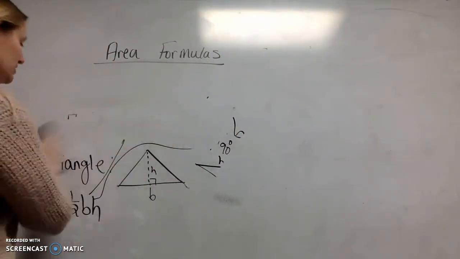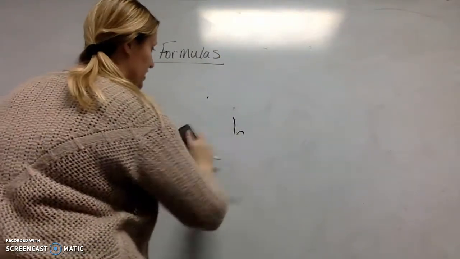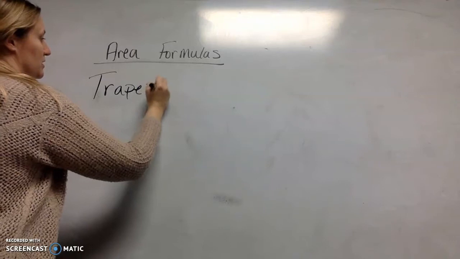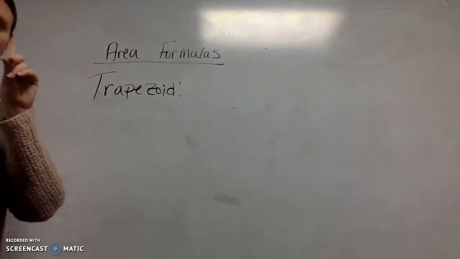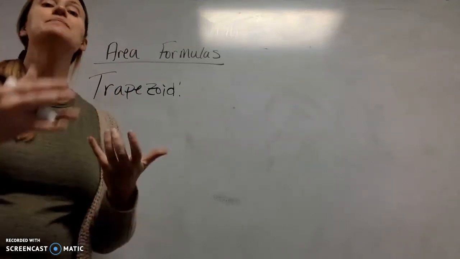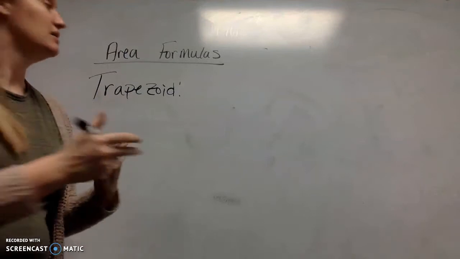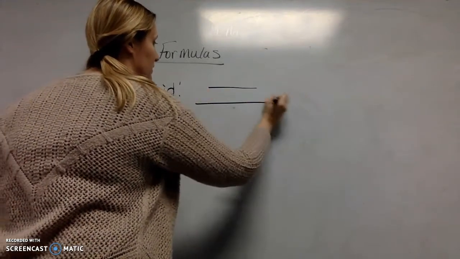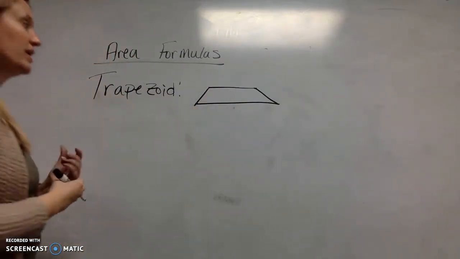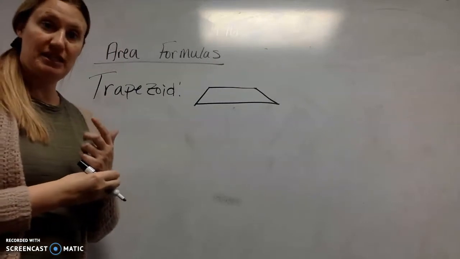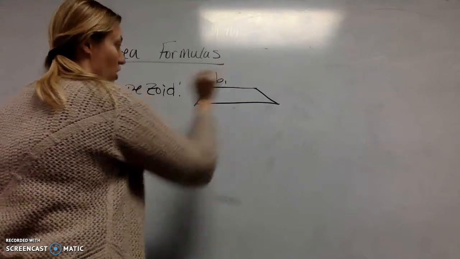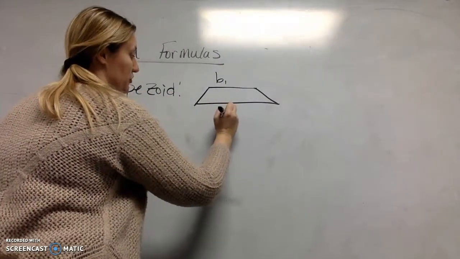Okay, now, our last shape we're going to talk about is the trapezoid. A trapezoid is defined as having 1 set of parallel sides, not 2. So parallelograms, rectangles and squares are types of trapezoids. They're just extremely specific. A trapezoid looks like this, where these 2 sides are parallel to each other. What's different about a trapezoid than the triangle and the parallelogram is it has 2 bases. We're going to call this base 1, and this base 2.